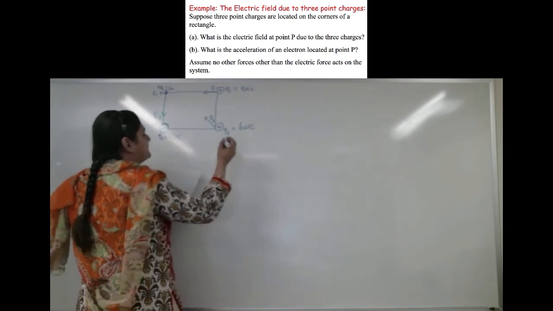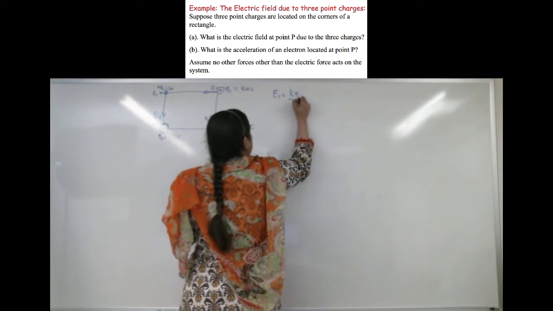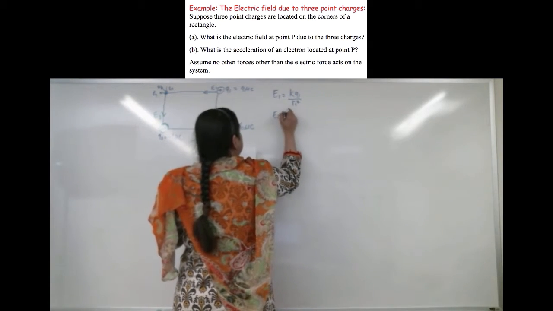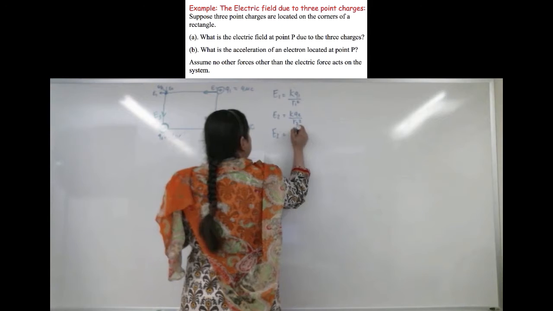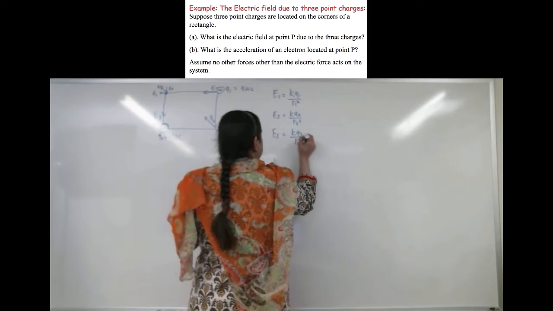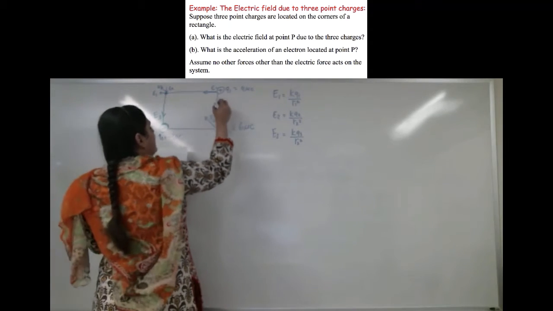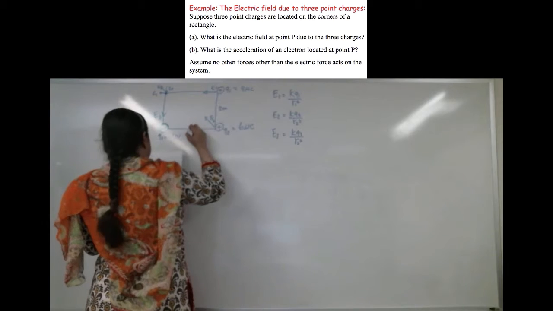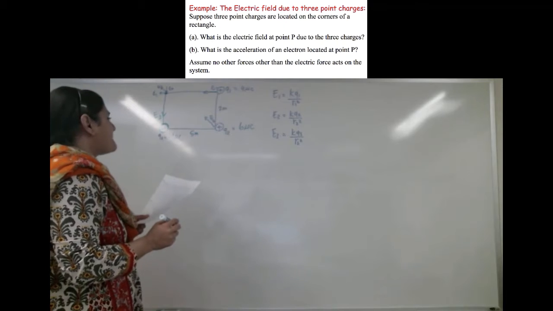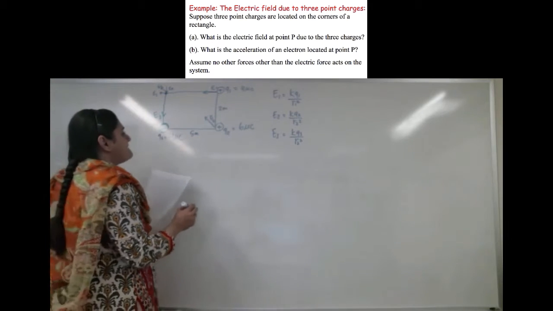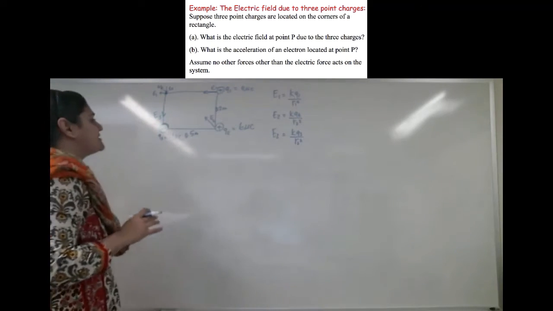What is going to be E1? E1 is going to be KQ1 over R1 squared. E2 is going to be KQ2 over R2 squared. And E3 will be KQ3 over R3 squared. So right now I'm not really concerned, but if you want to plug in numbers, I'll just give you some random numbers. Call this 2 meters, call this 5 meters. That's a really large number, actually. So instead I'm just going to call them 0.2 meters and 0.5 meters, just as random numbers.